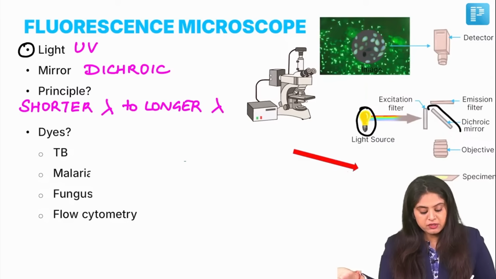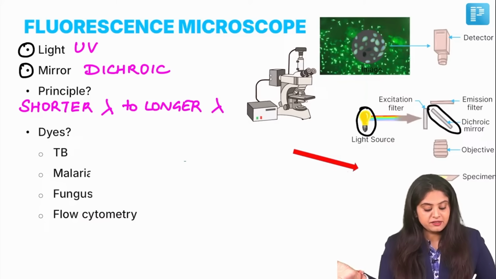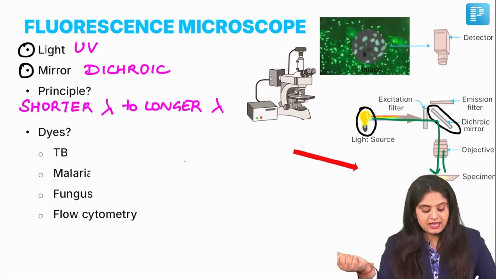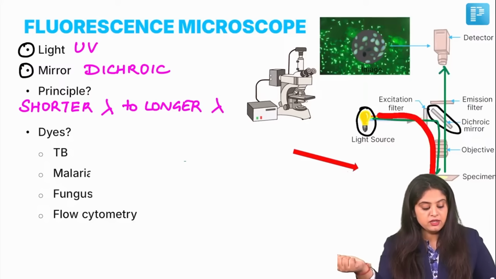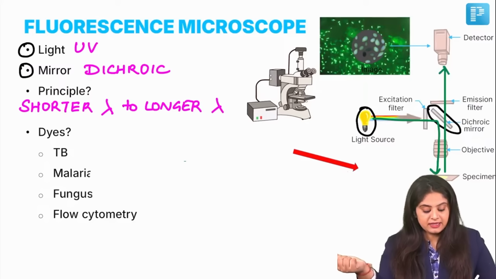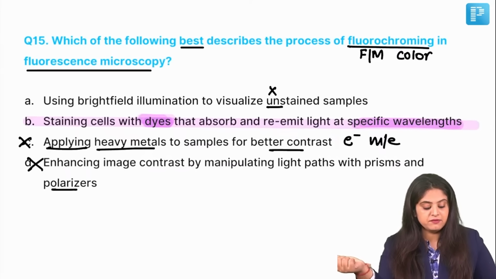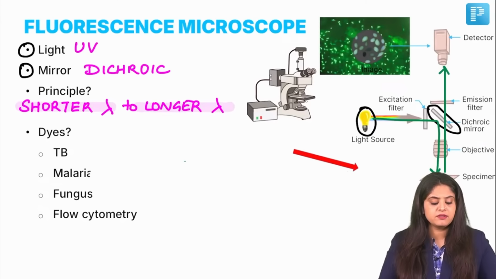Then I saw a special mirror being kept over here, the very famous dichroic mirror, and then I saw the light going first to the object, the slide, TB, malaria, whatever it is, and then the light is going back to my eyes. So the light that was coming initially was of a shorter wavelength, and then the light that I sent from my sample was a longer wavelength. And that's the question, that you have added some dyes which will re-emit the light at a different wavelength. Principle, in simple words: shorter wavelength converted to longer wavelength.